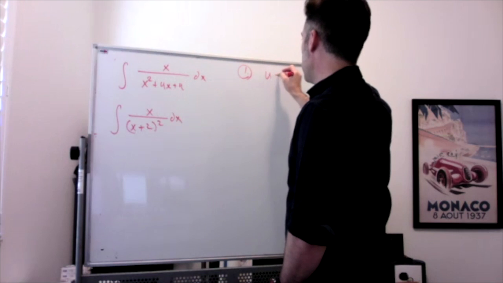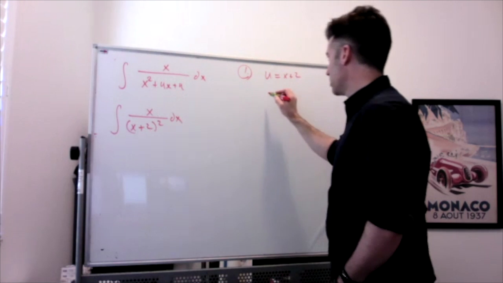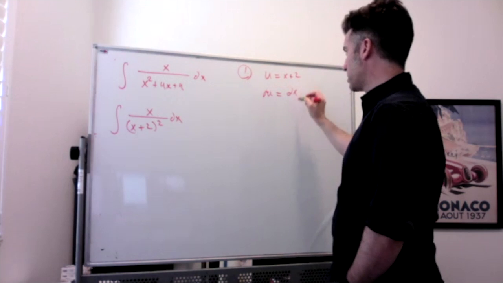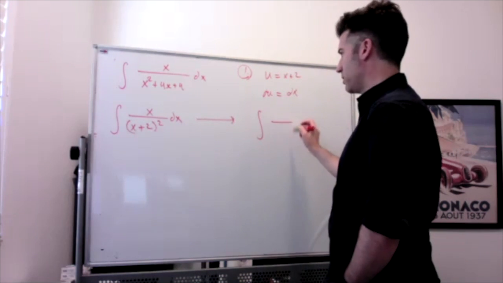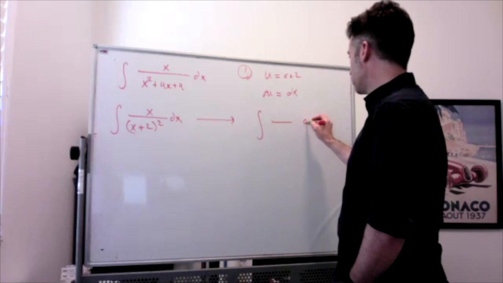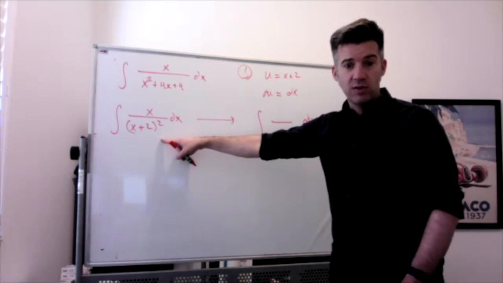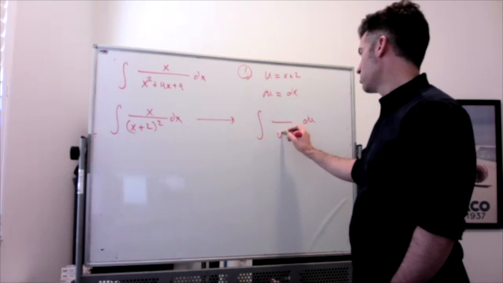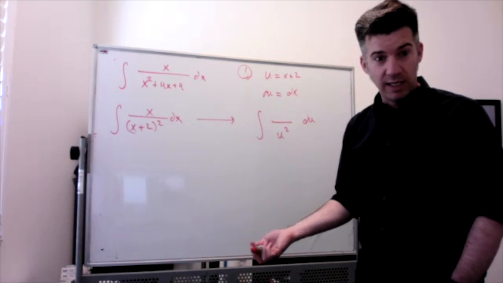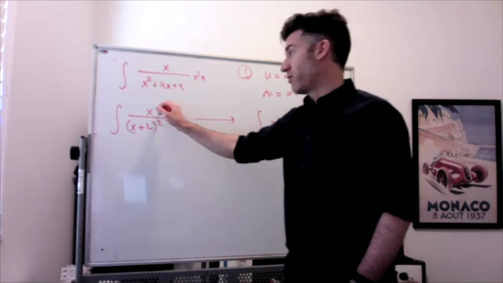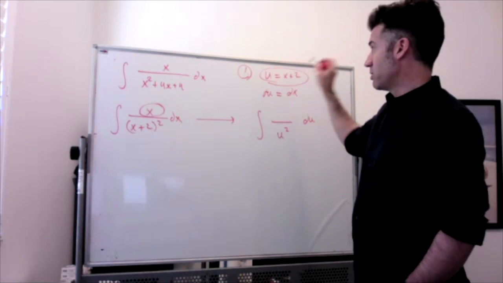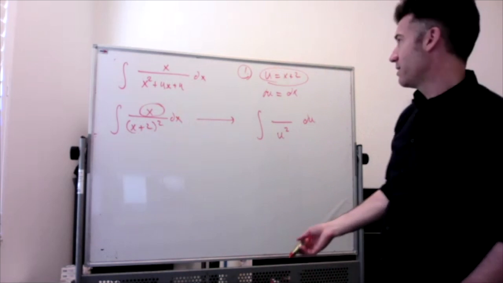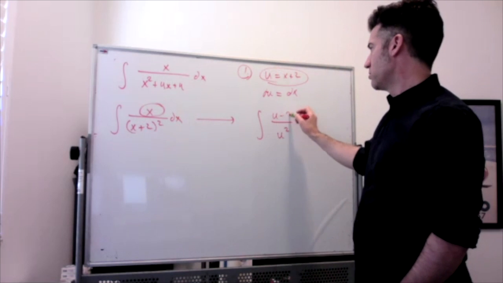You could let u equal x plus 2. Your du is dx. And so when I write this, I get the integral of, well, I've got dx becomes du. X plus 2 becomes u. And help me out, everybody. What am I going to replace x with if u is equal to x plus 2? Right, it's going to be u minus 2.